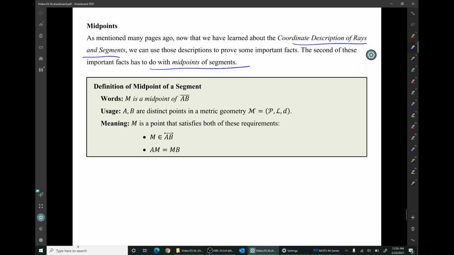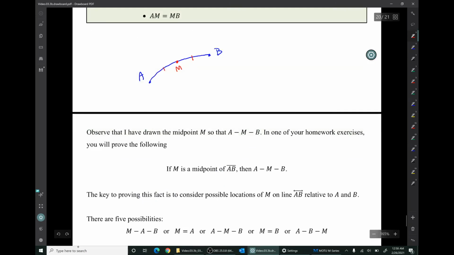Here's the definition of a midpoint. To say that M is a midpoint of segment AB means that M is a point that satisfies both of these requirements. M lies on line AB, and the distance from A to M is the same as the distance from M to B. Now we can illustrate this.